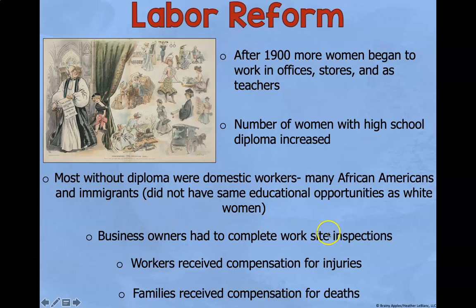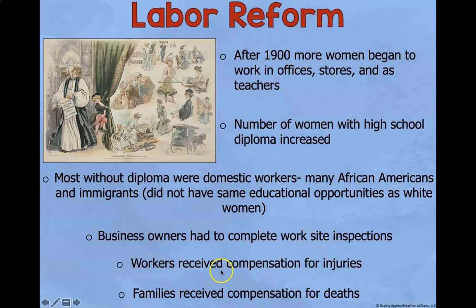Business owners had to complete worksite inspections. So this is something that was new. They had to make sure that your business met certain standards. So many of you, if you have a job now, let's say that you work in a fast food restaurant or some sort of restaurant, you understand that at some point you are going to get audited, and they will come and check to make sure that you don't have any bugs, that you don't have a dirty workspace, and you will also get a health rating based on that. So those are an example of worksite inspections.